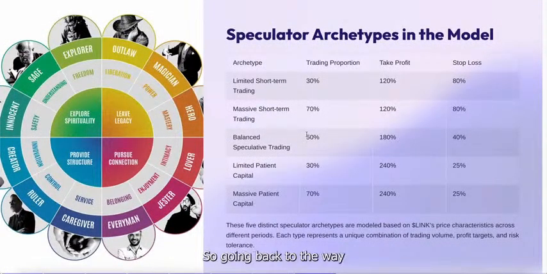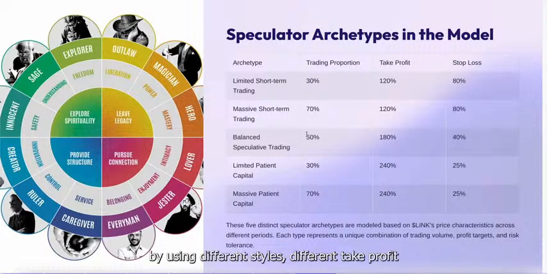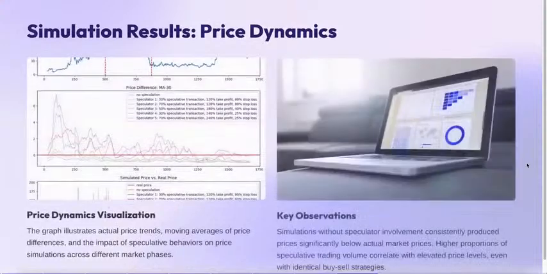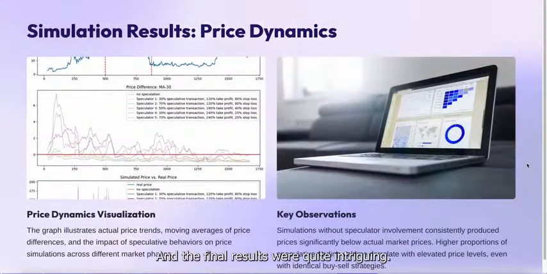So going back to the way the speculators were designed, we decided to have 5 different types where they trade by using different styles, different take profit thresholds, different stop loss thresholds. And again, all these are behaviors that you can also observe in real crypto markets. And the final results were quite intriguing. In the next slide, I'm going to show you the full graph.